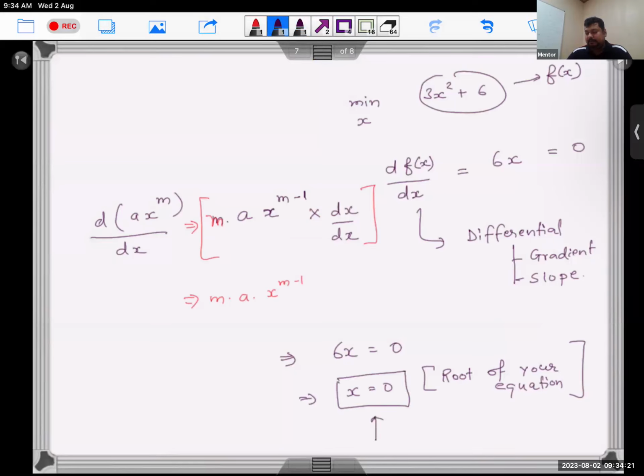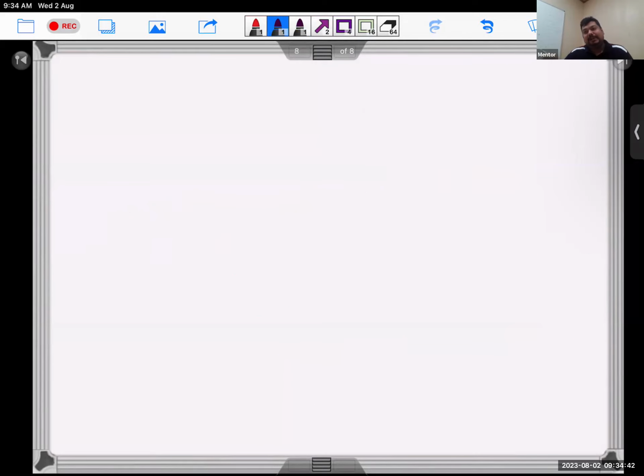How do I know if the value at x equal to 0 is giving me the minima or the maxima? Because a root is not supposed to guarantee the minima or the maxima. There is a check for it. Anybody remembers? No? What you do is you take the double differential. So what would be the double differential? 6. So if your double differential is greater than 0 at the root, you'll have the minima.